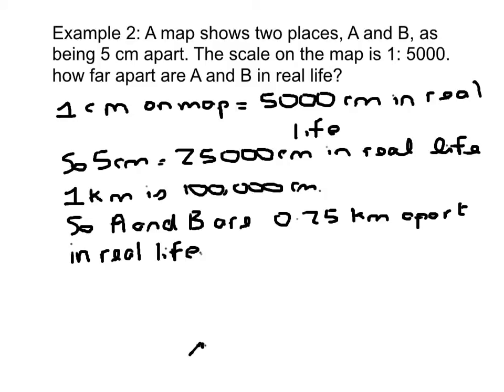But we know that 1 kilometer is 100,000 centimeters, and this is probably the single most important bit of information that you need to do all of these questions. So, if 5 centimeters is 25,000 centimeters in real life, 1 kilometer is 100,000 centimeters, so A and B must be 0.25 kilometers apart in real life, because 25,000 compared to 100,000 is 0.25.